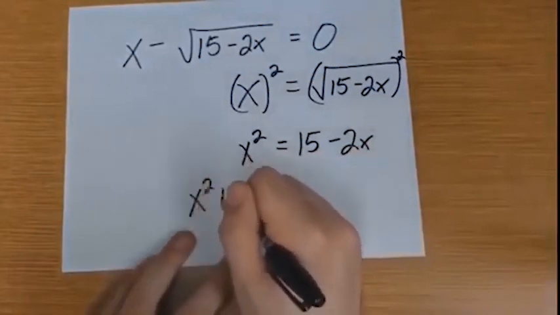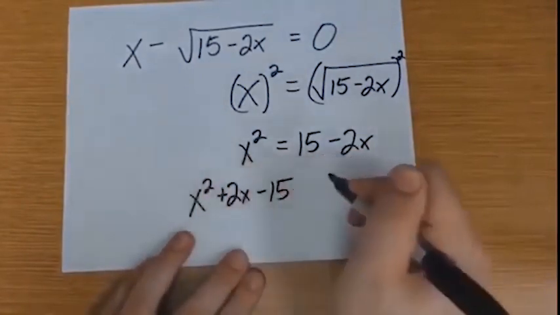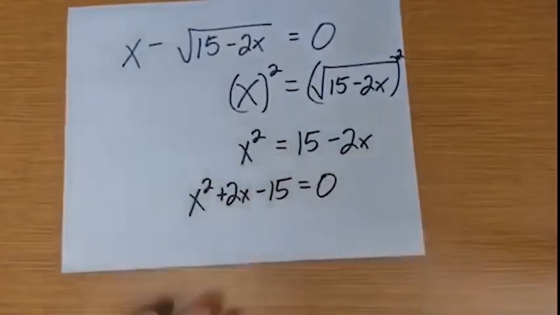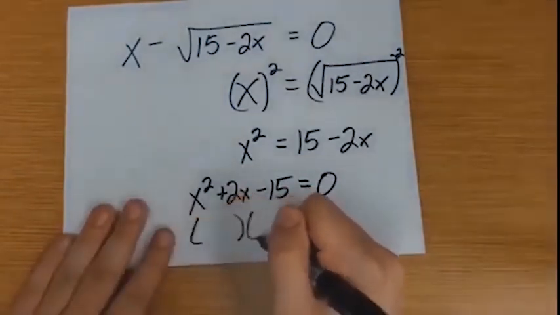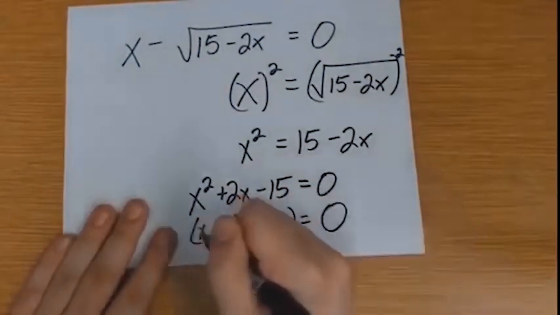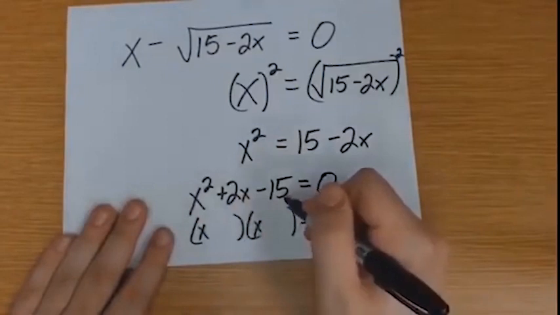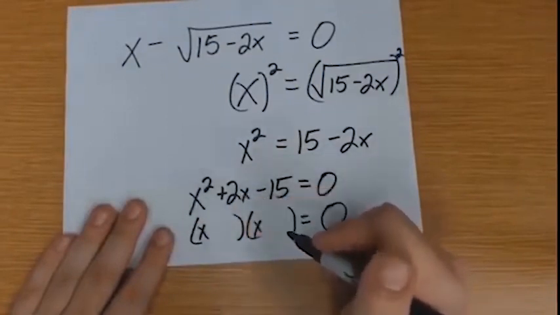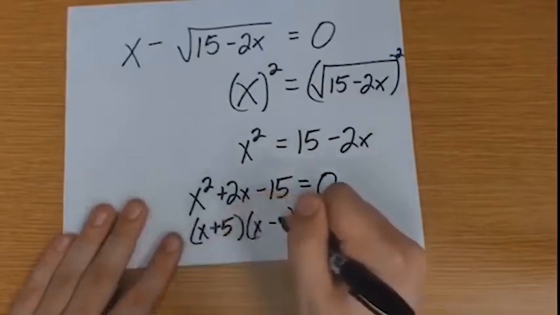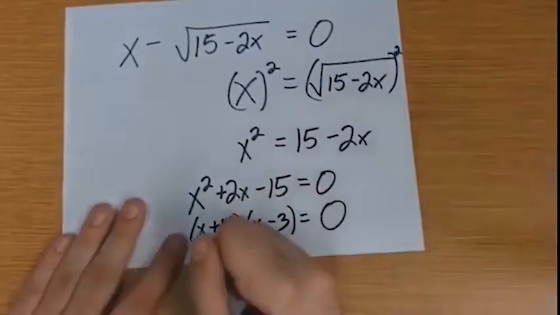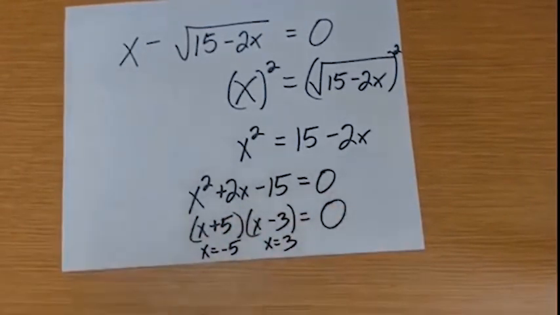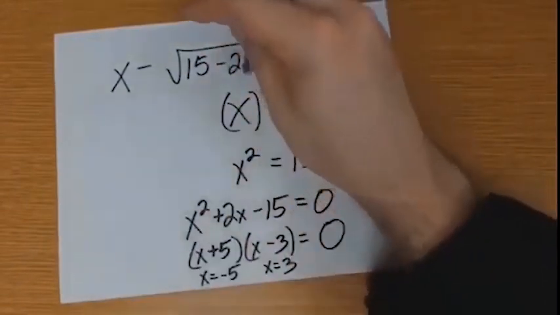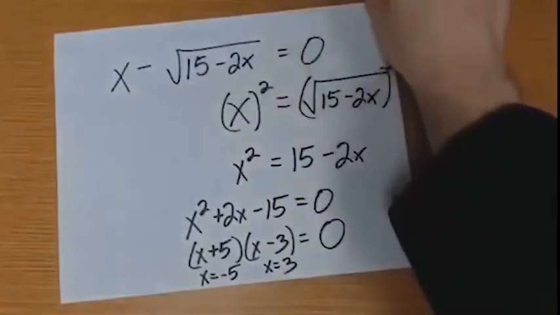Now get everything on one side. Add the 2x, subtract the 15, get 0 on the other. Factor. Numbers that multiply to negative 15 and add to positive 2 are 5 and negative 3. So x equals negative 5, x equals positive 3. We want to check our answers all the time in radical equations.